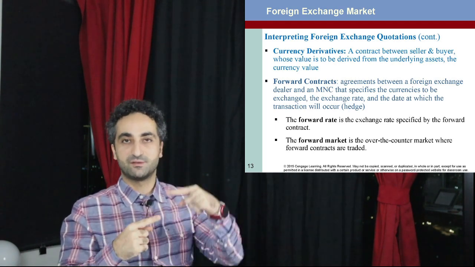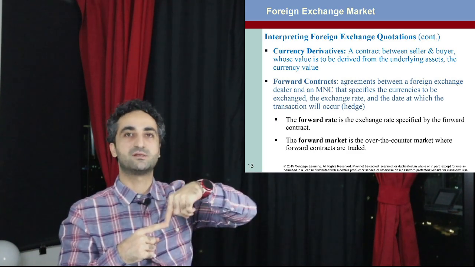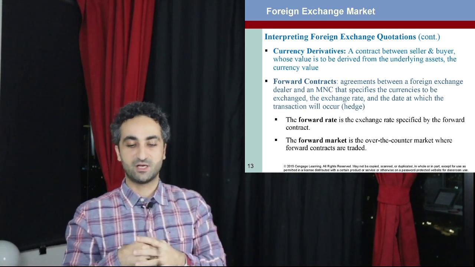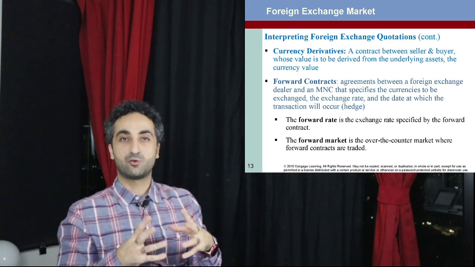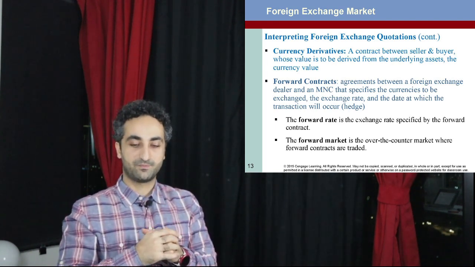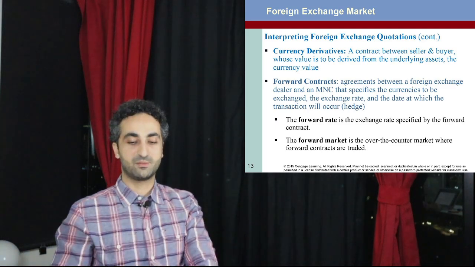So the forward rate, what is the forward rate? Of course, it's the rate at which we will transact in the future. So it's the spot rate in the future. It's the exchange rate specified by the forward contract. What's the forward market? It's a platform to transact forward contracts. So it's an over-the-counter market where forward contracts are basically traded.